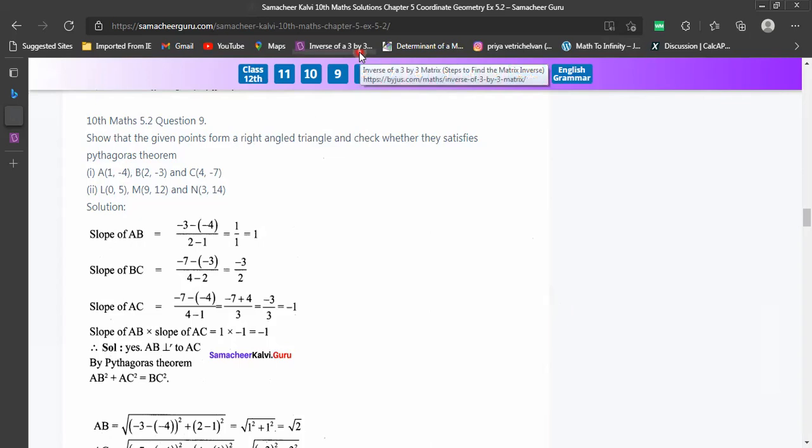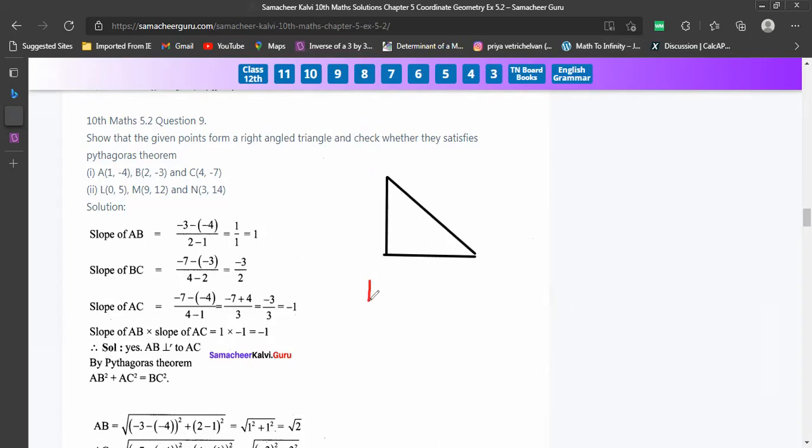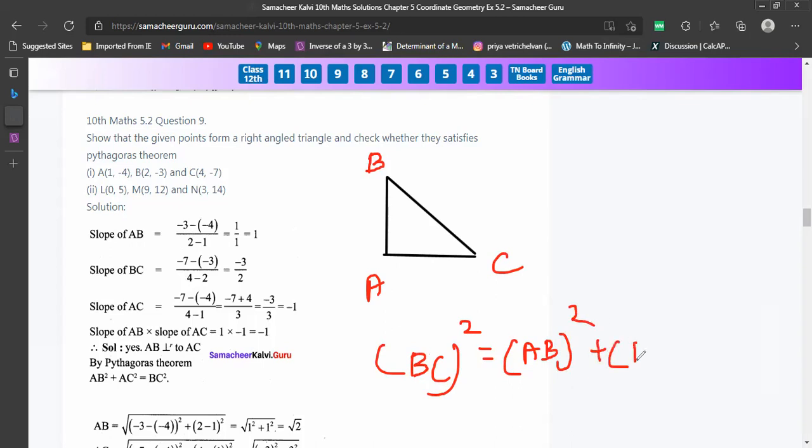Yes. The next thing is they're asking us to check the Pythagoras condition. In the Pythagoras condition, BC squared is equal to AB squared plus AC squared. For finding the value of BC, you just have to take the square root.